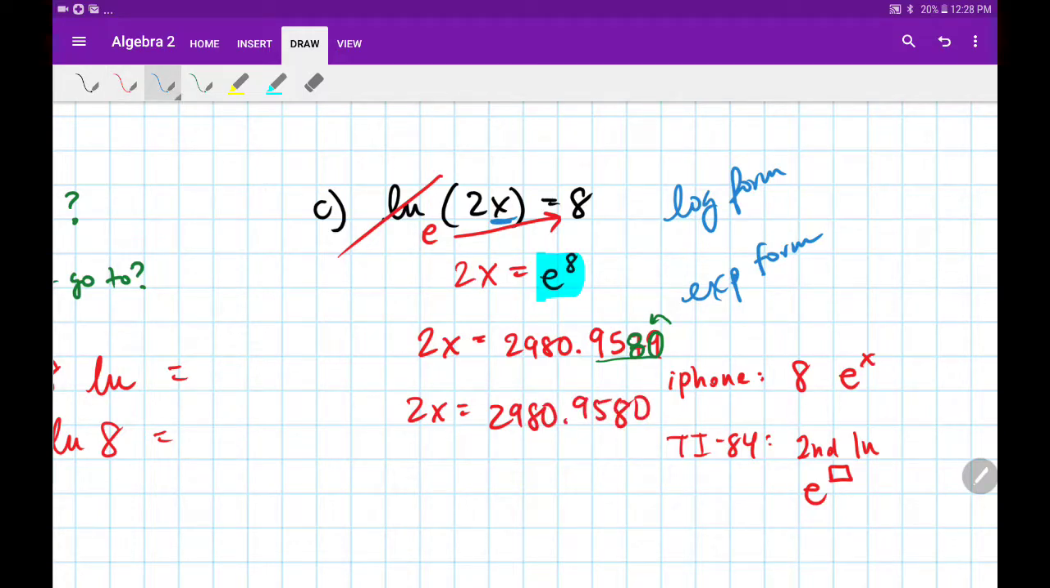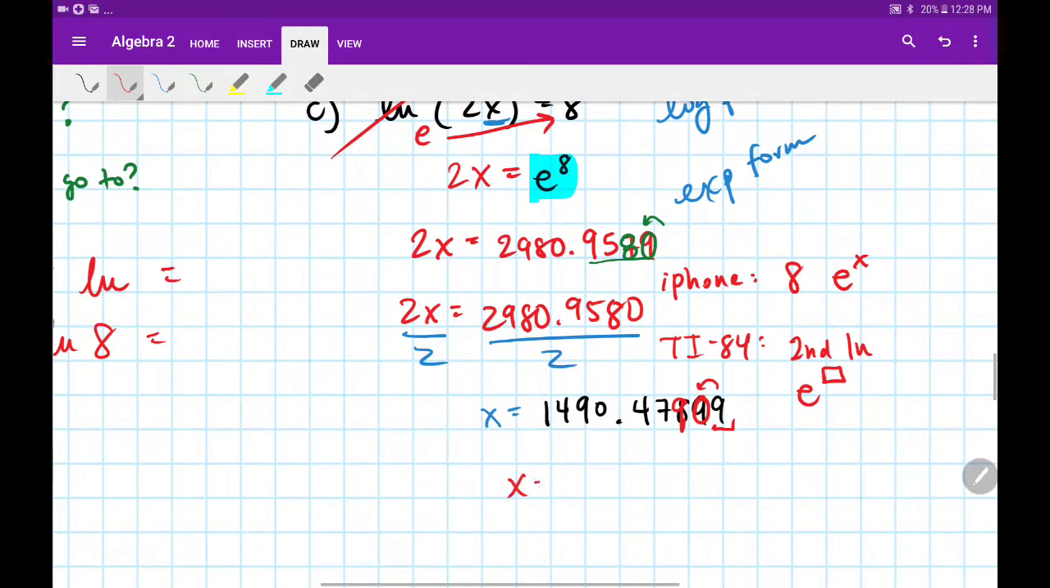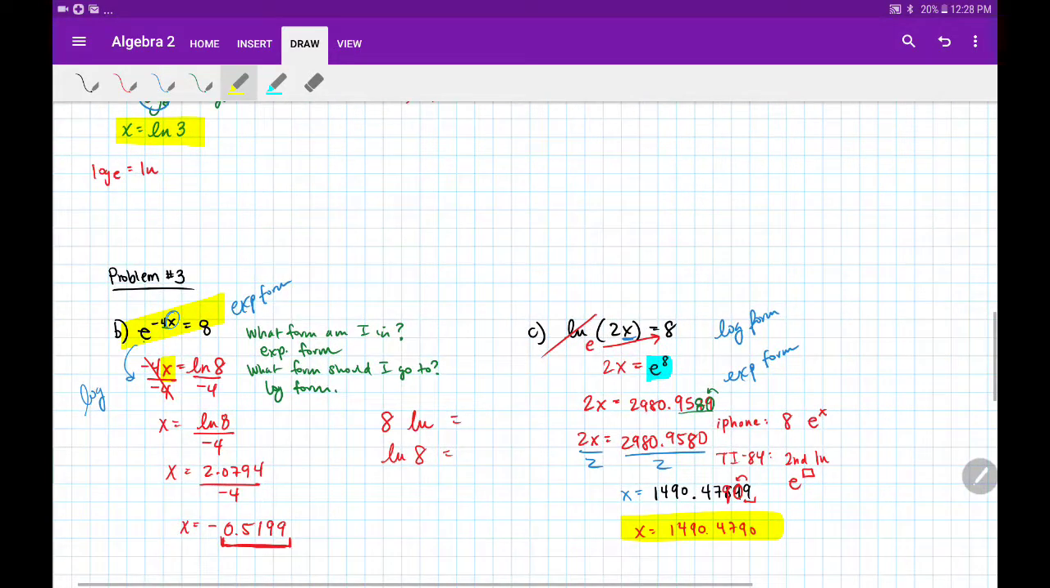2980.9580. Final step to solve, we'll need to divide both sides by 2. So using your calculator, divide that by 2. Check if you got 1490.47899. Again, that 9 at the end, that 5th decimal, means this one's going to round up to a 10, and this guy is going to become a 9 as a result. Our final answer is 1490.4790. Boom. Nice and sweet.